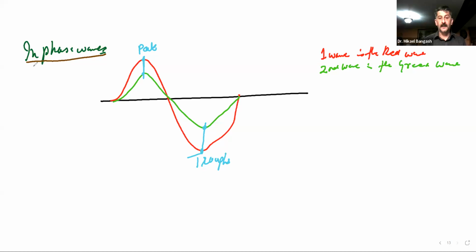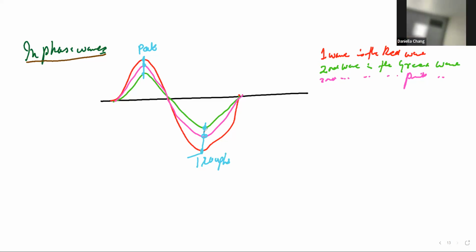Did that make sense? We can make a third wave if you want to. Even this third wave, the pink wave here, they are all in phase. Why? Because all these 3 waves had their peaks at the same time and the troughs at the same time. Did you girls get that? Yes. Good.